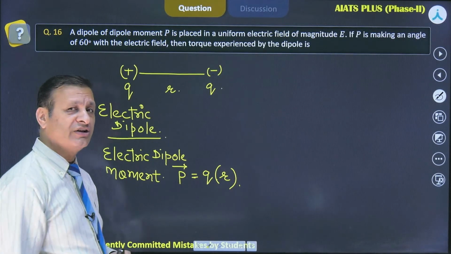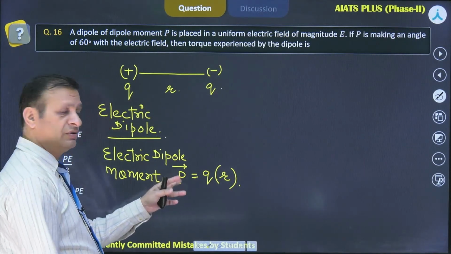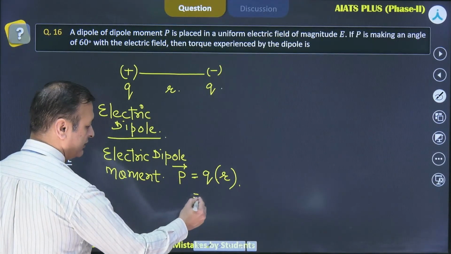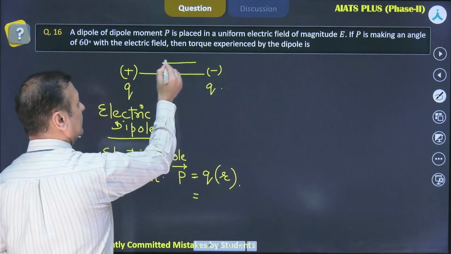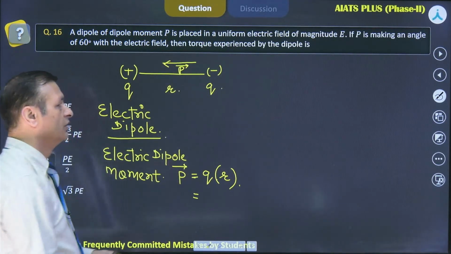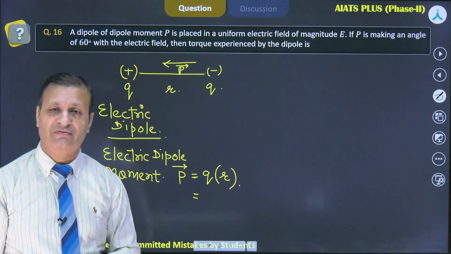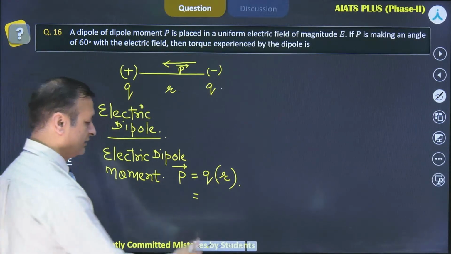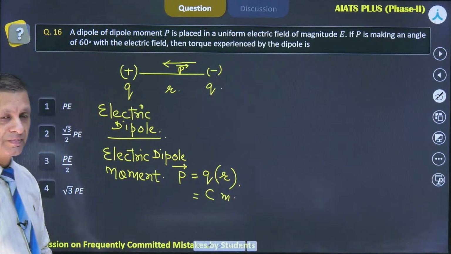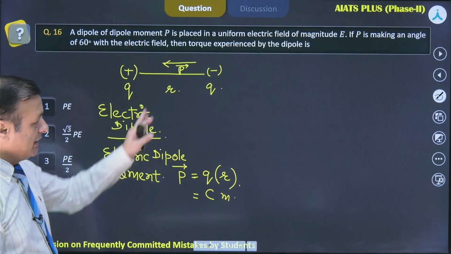But what about the direction part? When you say it's a vector quantity, then where is the direction? It's always directed from negative to positive charge. So this is how it is directed, from negative to positive charge, and this is in coulombs and this is in meters.